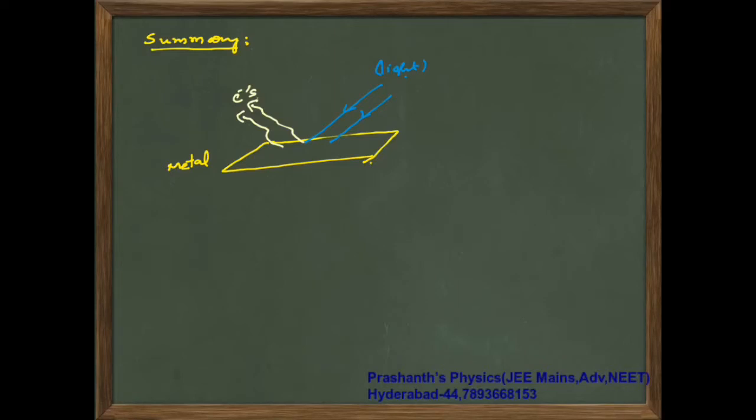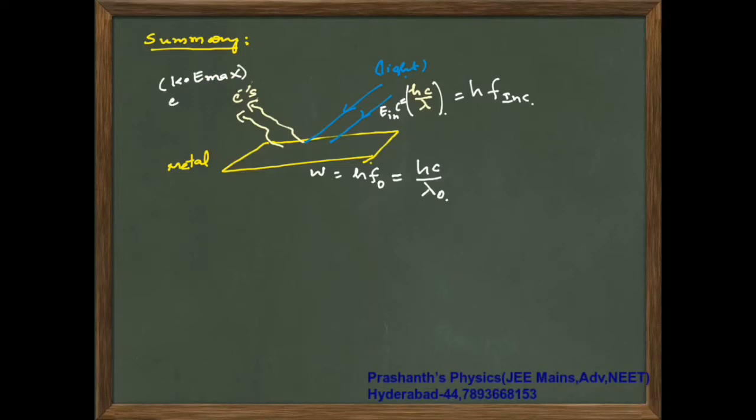This is what I have called photoelectric effect. So in photoelectric effect, your incident energy is represented as hc by lambda. Your work function is h times threshold frequency. Your incident energy is hc by lambda or h times incident frequency. Your work function is h times threshold frequency or hc by lambda naught, which is the threshold wavelength. And your ejected electrons will have kinetic energy, called KE max, which is also equal to e times stopping potential.